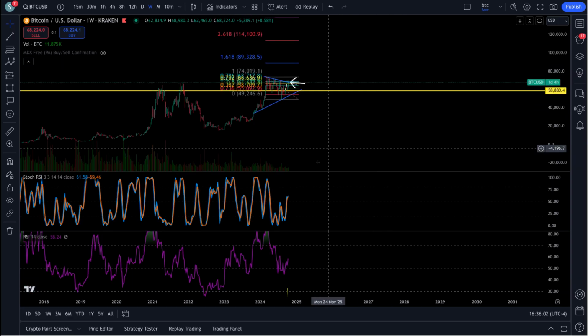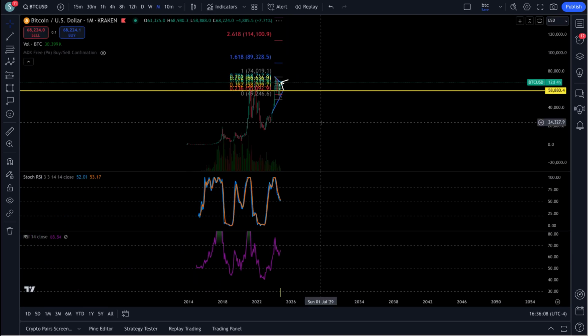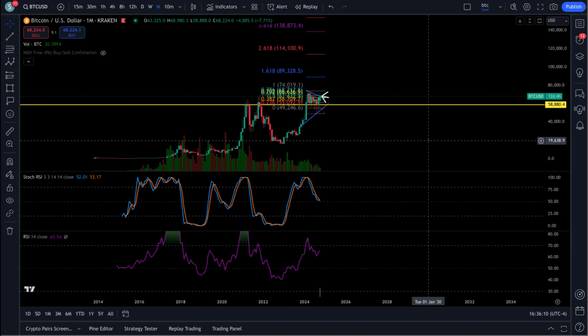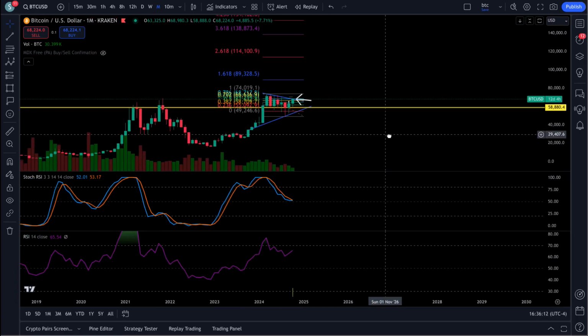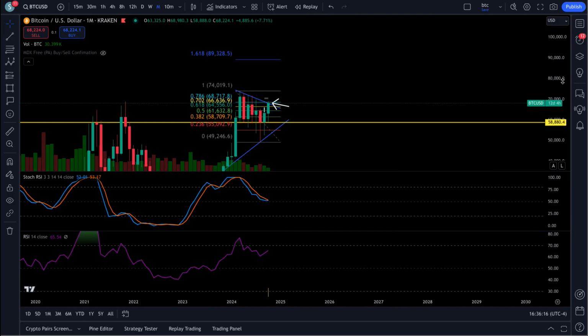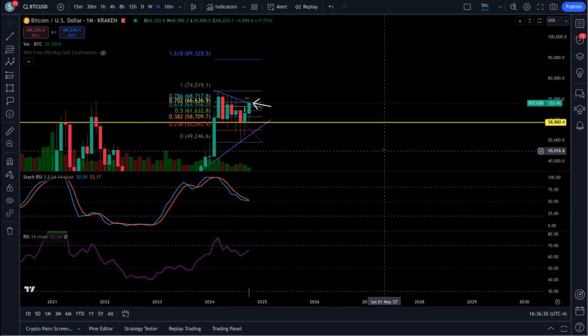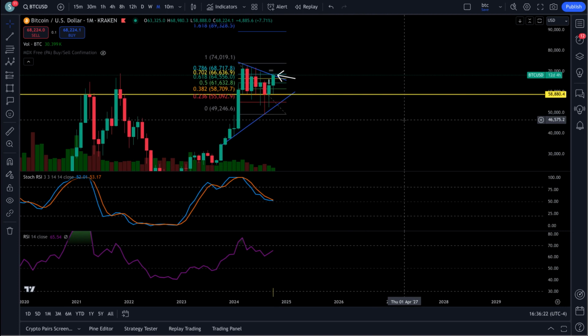The RSI for Bitcoin on the weekly, 61 and 59, it's bullish. You've got your monthly flipping around, at 52 to 53 right now. But look at that, you can see it's trying to turn right back up. All right, so a nice big green monthly candle on Bitcoin, and it's popping its head out of this wedge. So that is super good news.